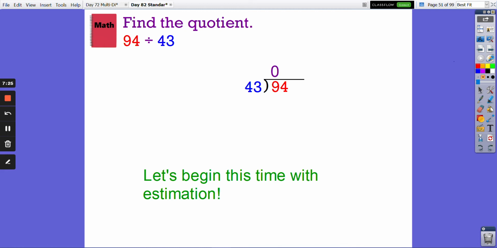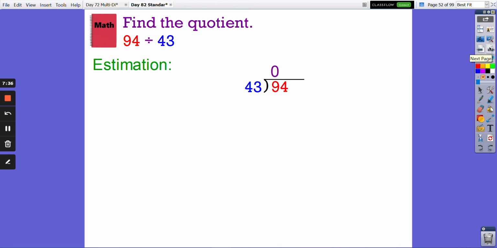Okay, let's begin this time with estimation, so we don't have to list all of our numbers starting at 1, so we can get a closer idea. So let's start with our divisor here. What can we round that to make it a friendly number? We're going to make it 40, okay?